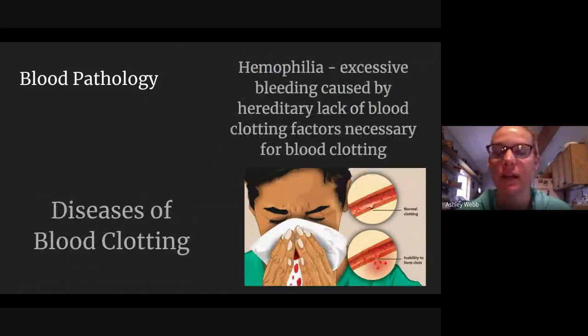Diseases of blood clotting. We've all probably heard of hemophilia or someone being a hemophiliac. Hemo meaning blood, as we know, philia meaning love or attraction to. So it's excessive bleeding, because you don't have the right clotting factors. Those clotting factors are needed to help the blood clot, so it gets stickier and stops bleeding. So a lack of that means you just continue to bleed and bleed and bleed.